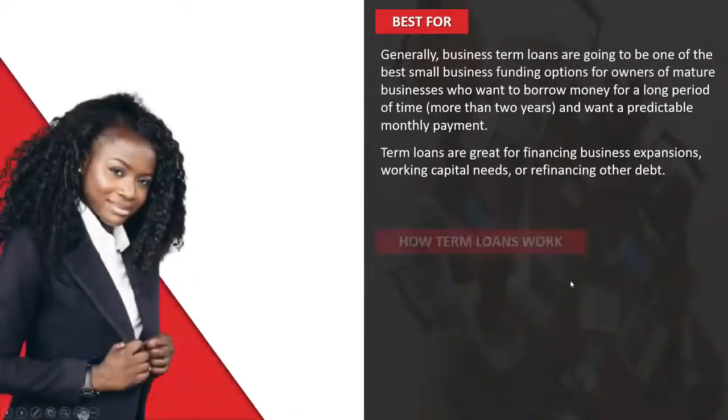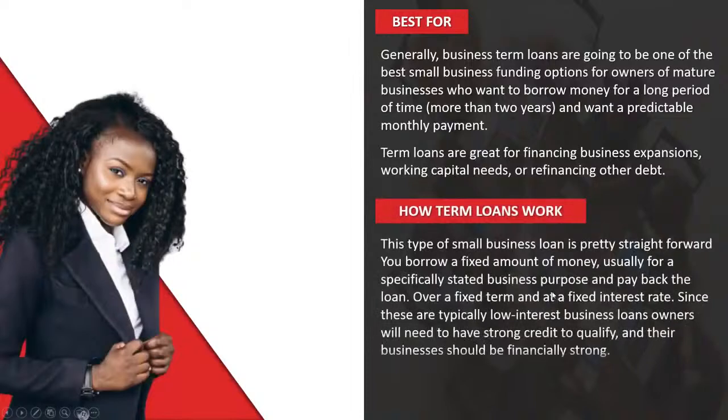Generally, business term loans are one of the best small business funding options for owners of mature businesses who want to borrow money for a long period of time, i.e., more than 2 years, and want predictable monthly payments. The way it works is that an amount is borrowed over a fixed period of time, at a fixed rate, with a fixed payment amount. Very easy to understand. I think a lot of times when people bring up different loan products, people just aren't familiar with it, but this is just your basic traditional term loan.